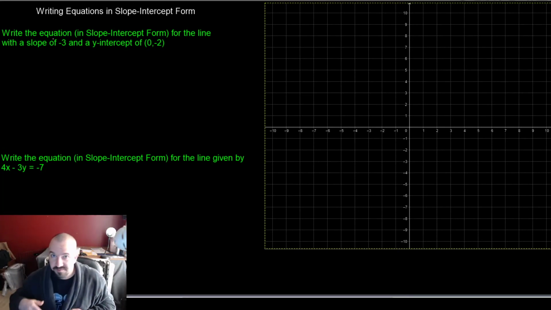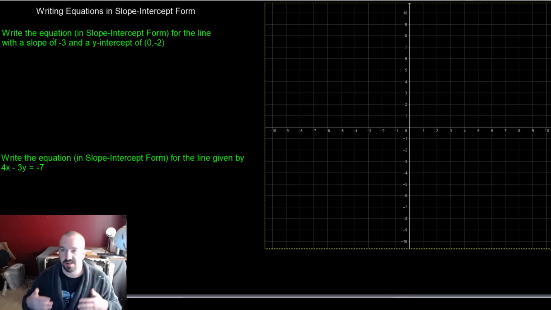So, for this video, we're going to concentrate on writing equations in slope-intercept form and using the information that we're given to do so. In our first example here, we want to write an equation in slope-intercept form for the line with a slope of -3 passing through the y-intercept of (0, -2).